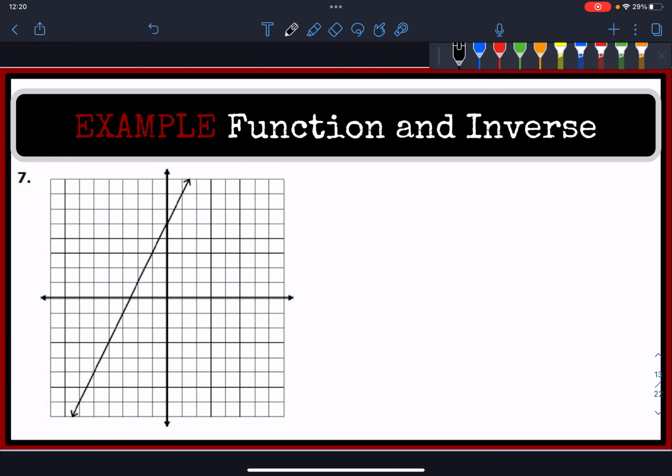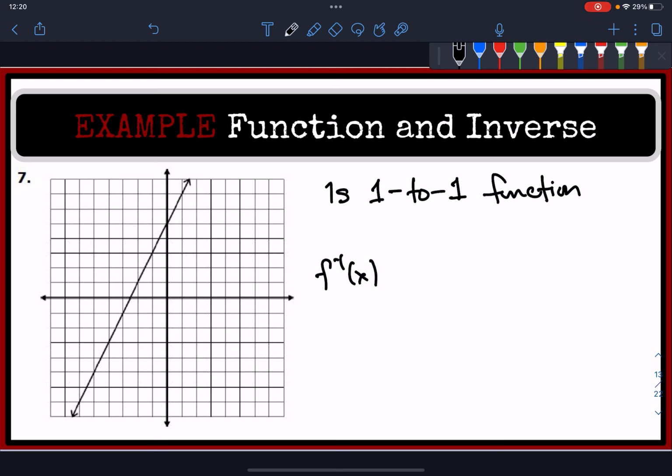All right, so write your answer for this, determine if this is one-to-one, and then come back and check your answer. So this function is one-to-one. This is a one-to-one function, and therefore the inverse exists. This thing is going to have an inverse.